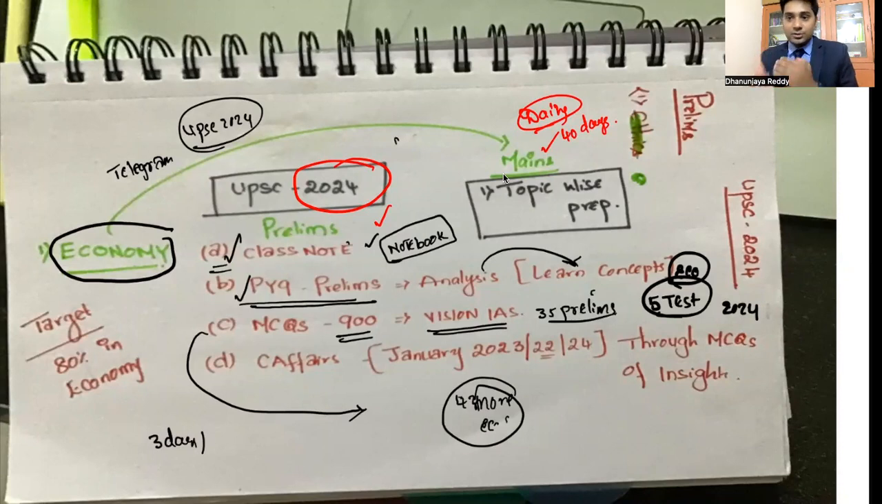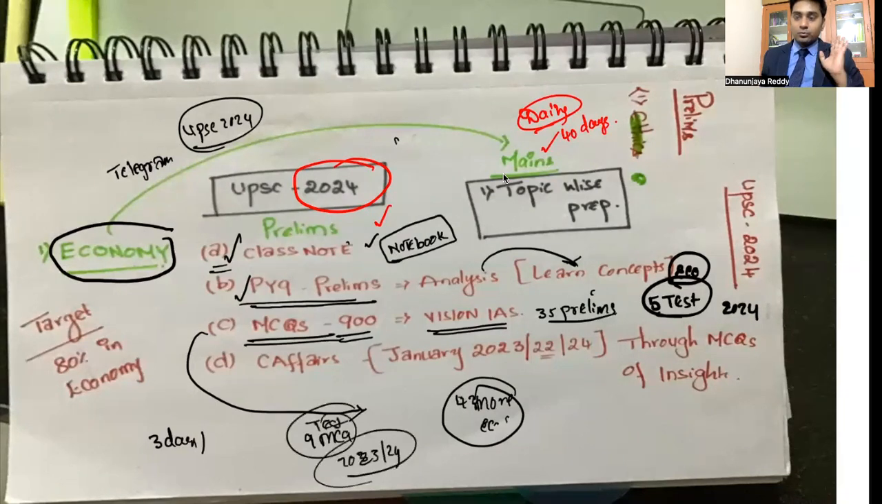I will be discussing the concepts associated with them. I will take 30 days to complete it subsequently. In these 30 days, you have to do 9 MCQ sets or 9 test series of Vision 2023 and 2024. These are the things that you have to do.